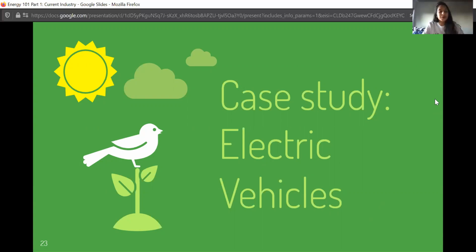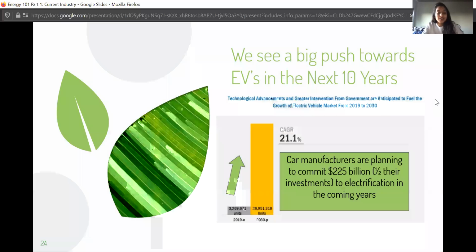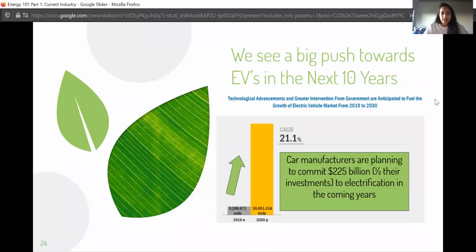Okay, so now we're going to be discussing a really exciting case study of electric vehicles in the energy industry. Next slide. So the electric vehicle industry has a lot of potential. An electric vehicle converts over 50% of the electrical energy from the grid to power at the wheels, whereas gas-powered vehicles only manage to convert about 17 to 21% of the energy stored in gasoline. So this is a huge improvement from our typical internal combustion engine cars.